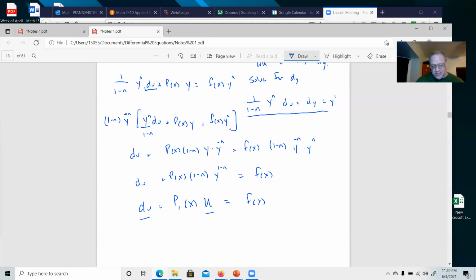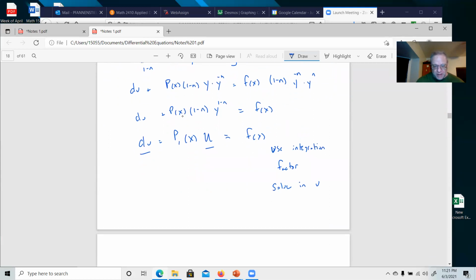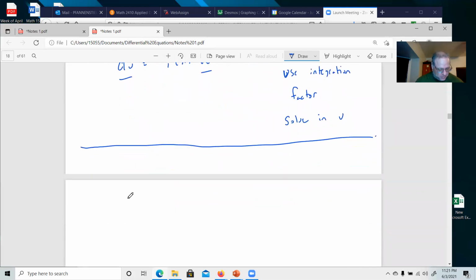And hey, that looks exactly like a first order linear equation, which we know how to solve because we can use an integrating factor. And solve this in u, and then convert back to our y's, and then we'll have a solution. Okay, so that's how we do Bernoulli. I think we definitely need some examples here, so why don't we go ahead and work through that.